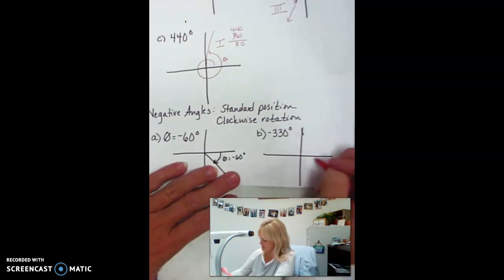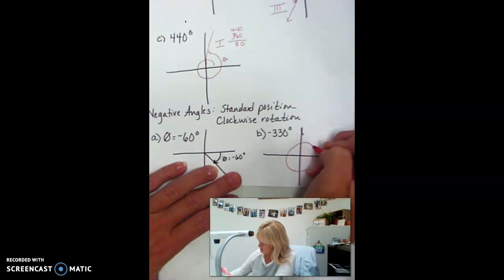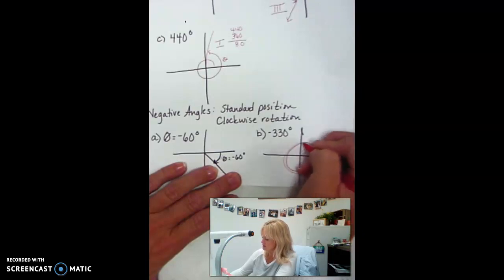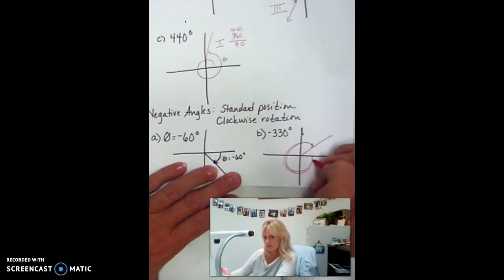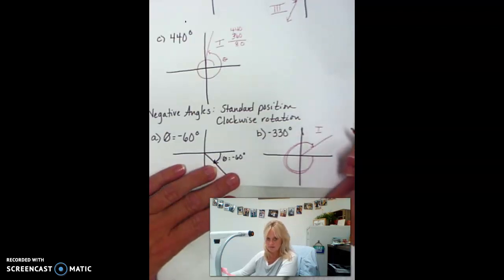Again, I'm starting at 0, but I'm going negative, so I'm going down almost 360 degrees. I'm drawing in my arrow and finishing up my angle. So this out here is negative 330 degrees. What quadrant does it lie in? Still quadrant 1.